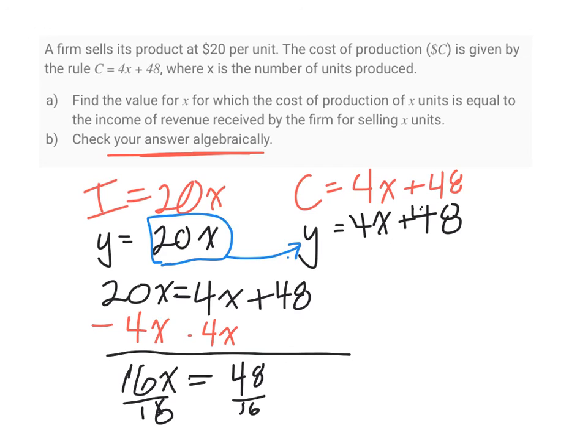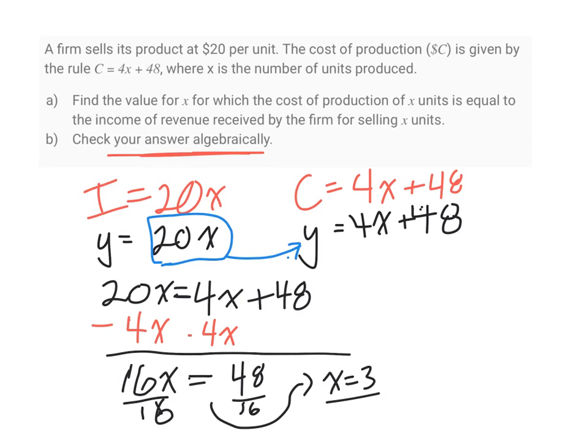So 48 divided by 16, I'll just calculate that quick to double check. 48 divided by 16 is equal to 3. So we get that, I have just run out of room, that x equals 3. So there's our first point.